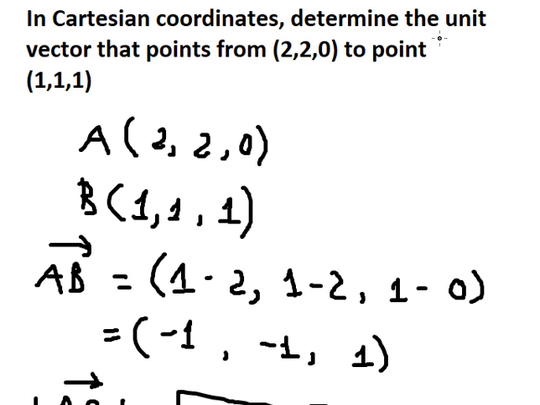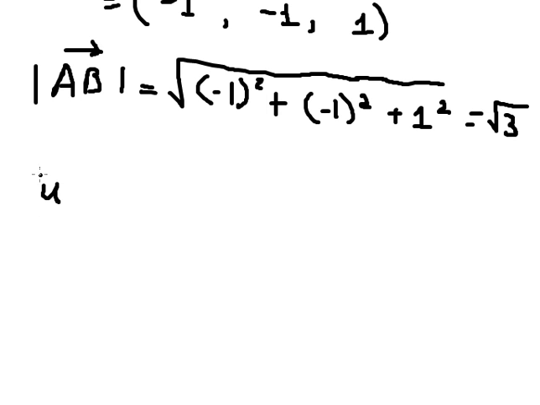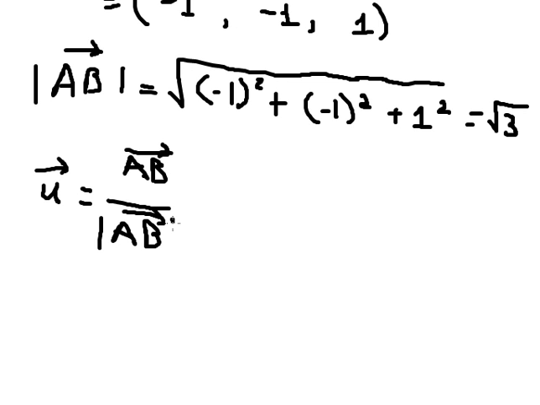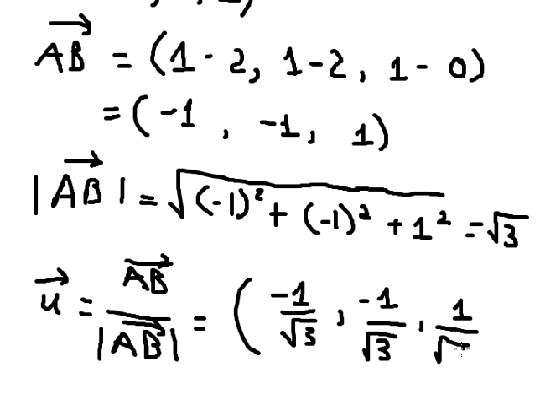Now the question, they want to find the unit vector. So that should be vector AB over the magnitude of vector AB. So we have negative number 1 over the square root of number 3, and positive number 1 over the square root of number 3.